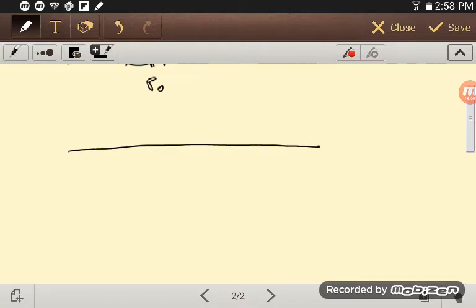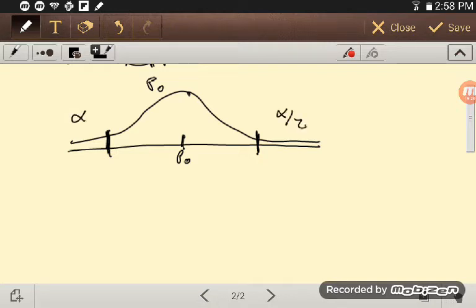Here is the original P0 and its distribution. And we'll say, okay, there are your alpha regions and so forth. So here's alpha over 2, here's alpha over 2, and that's 1 minus alpha. So if alpha is 0.05, then this is 0.025, 0.025, and 0.95.